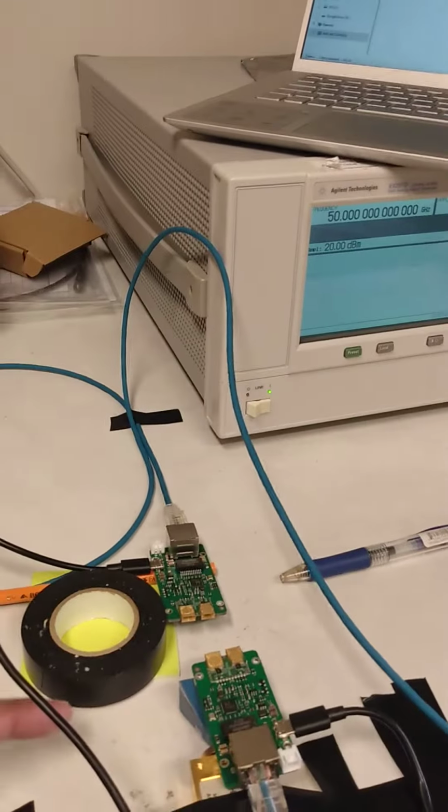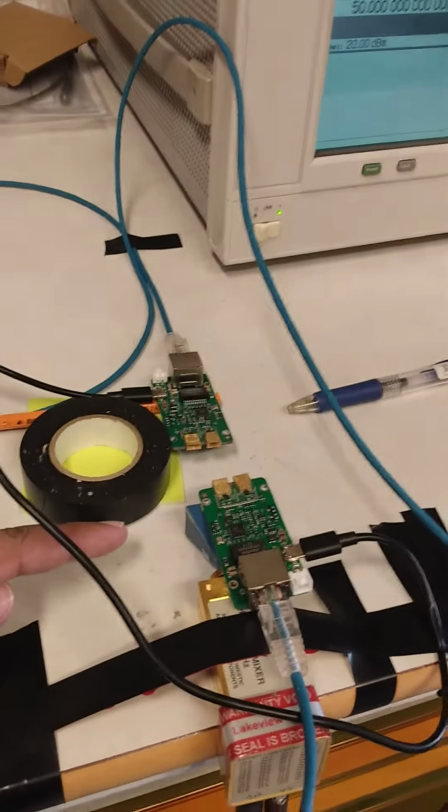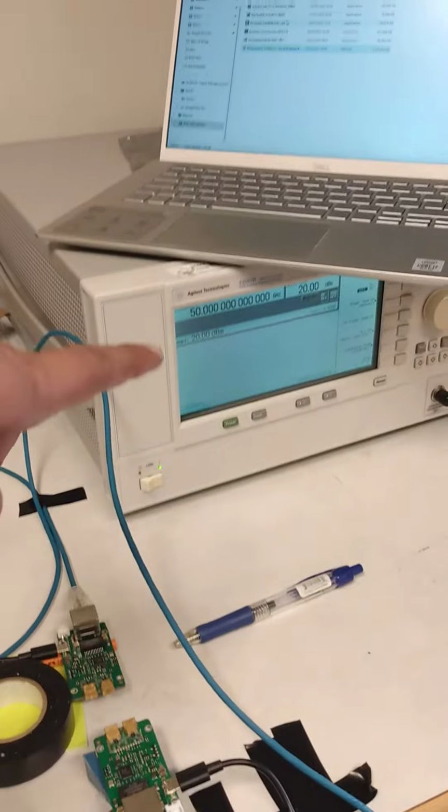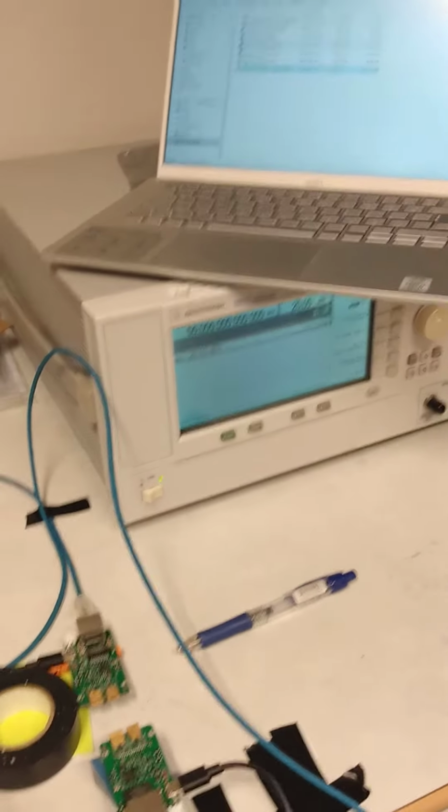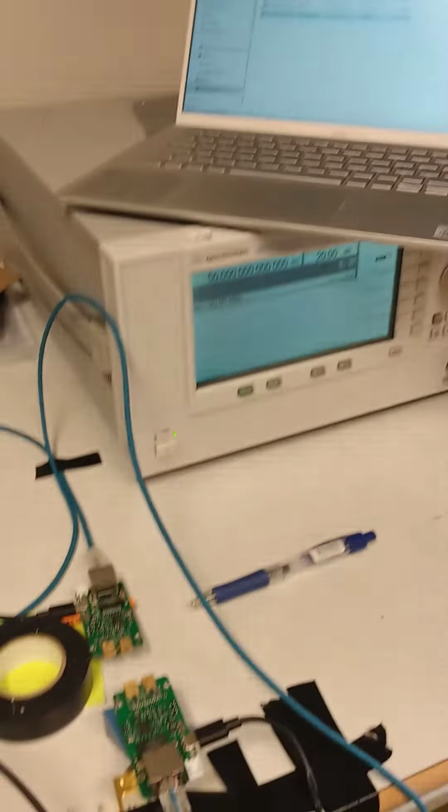Because the signal which I am receiving with the antenna is 60 gigahertz, and the signal I am getting from the signal generator is 50 gigahertz, I should get the 10 gigahertz IF over here. But unfortunately, I don't see anything.